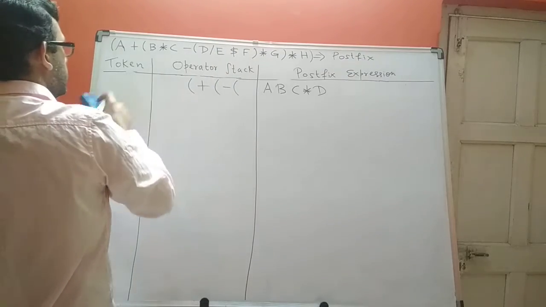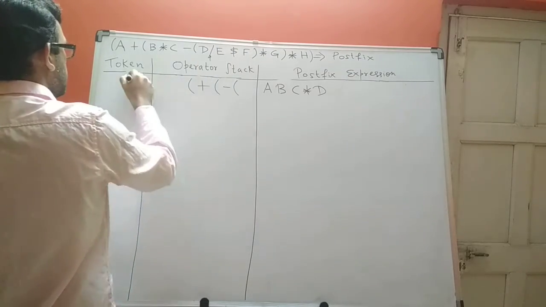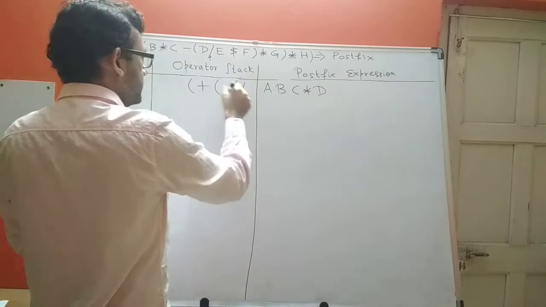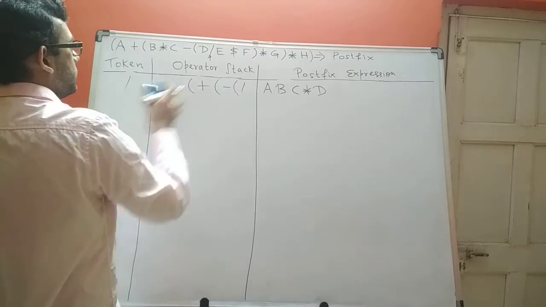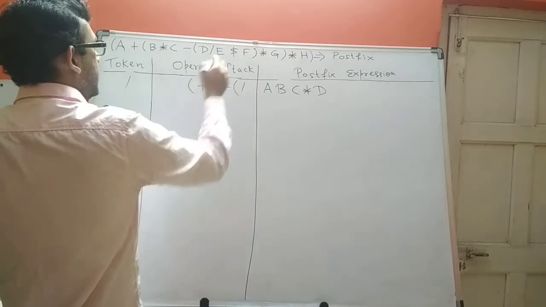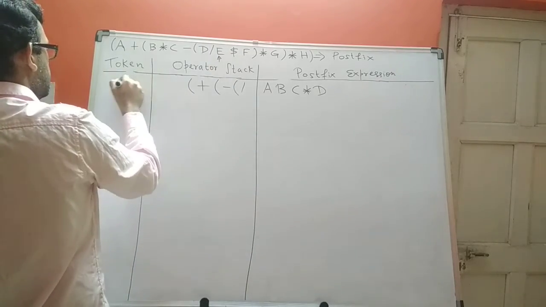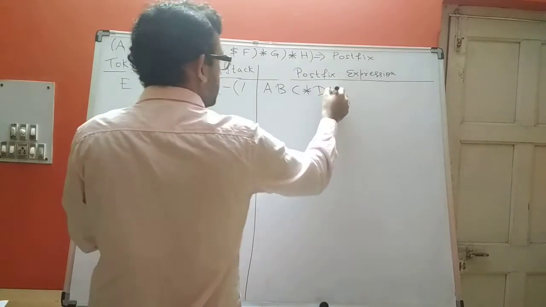My next token is division. Now division has greater precedence than opening parentheses because it is the top of stack, so I can push it onto the stack. My next token is E. Now E is an operand, so I will add it to the output.